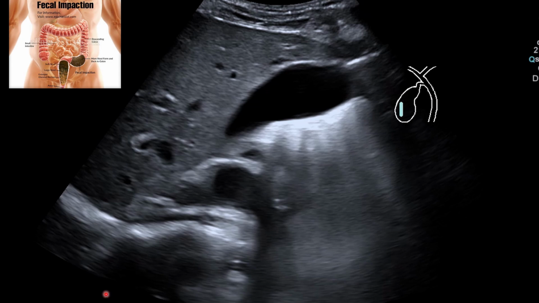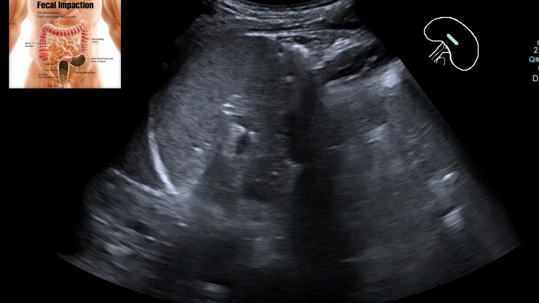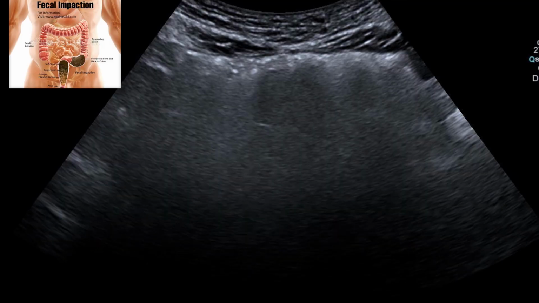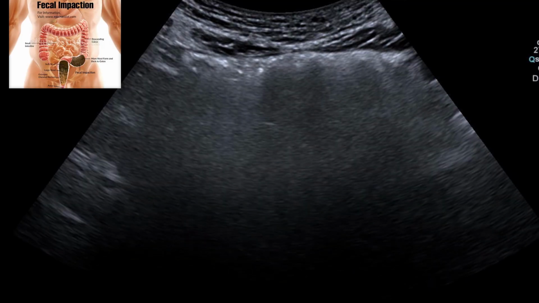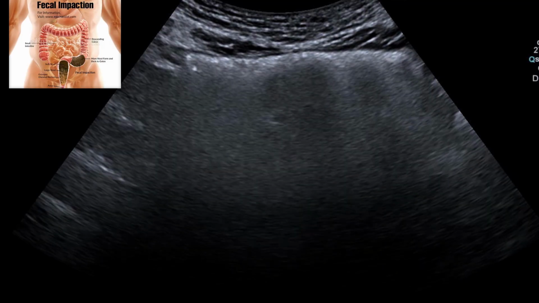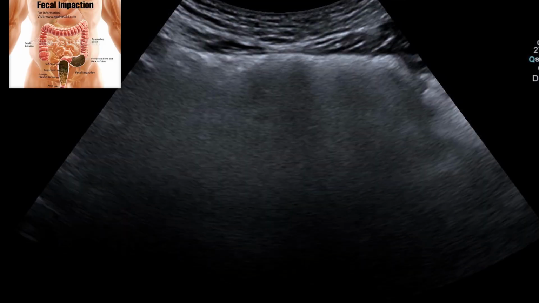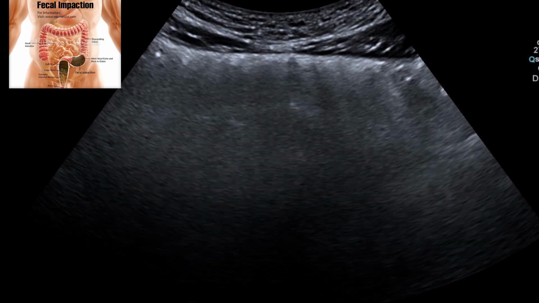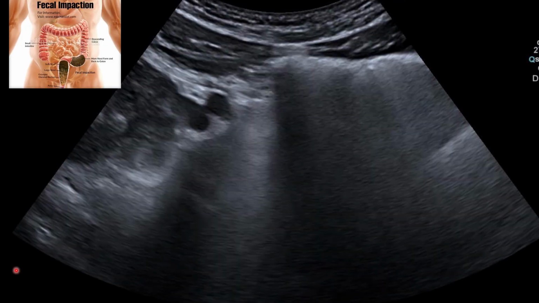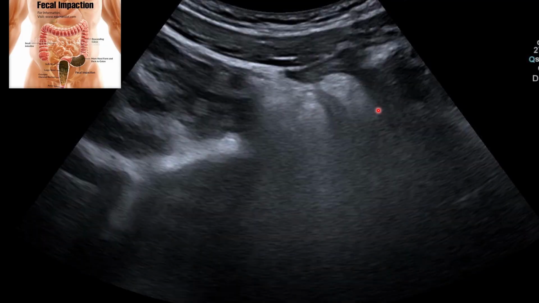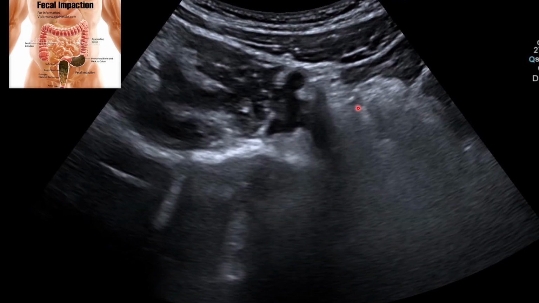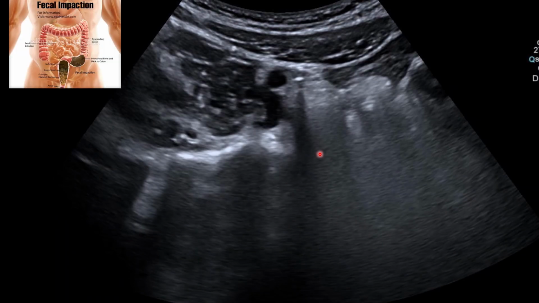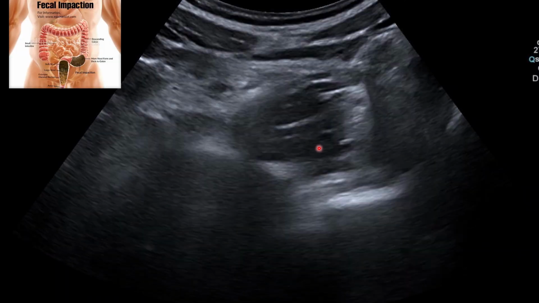So, following our previous discussion where I was talking about bowel obstruction, some of our colleagues were asking how we can differentiate intestinal obstruction from fecal impaction. So here is a case that I just did with fecal impaction that I need you to appreciate.